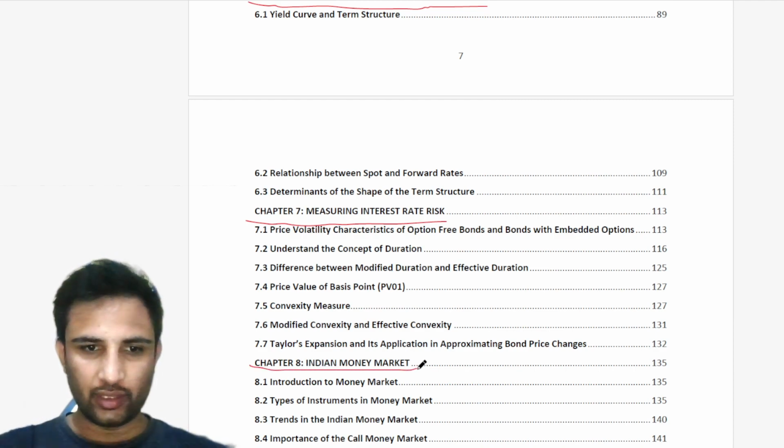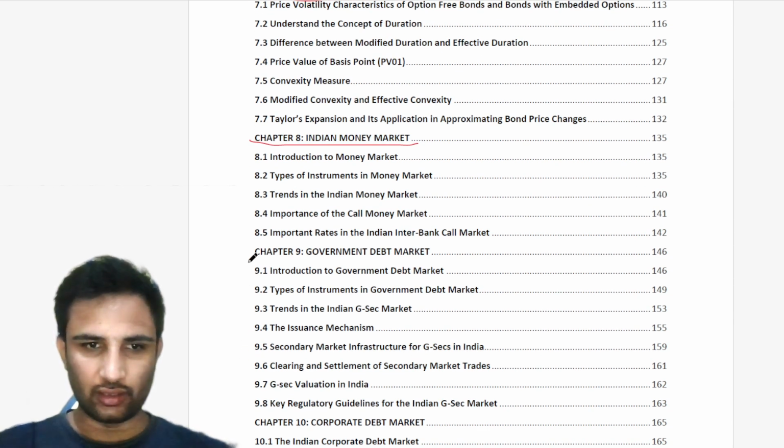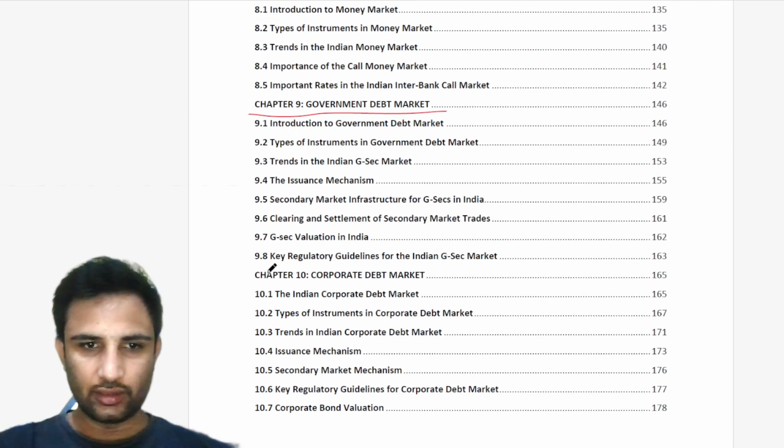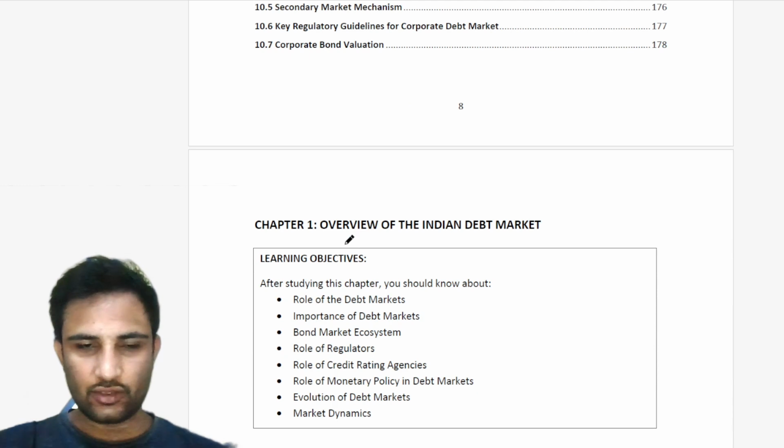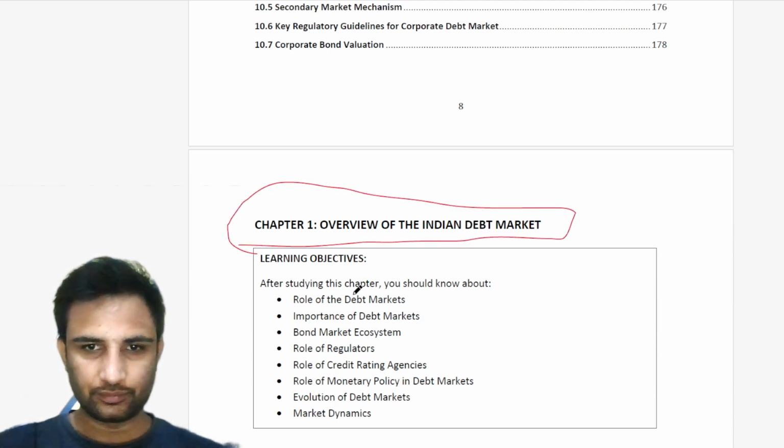Chapter 8 is Indian money market. Chapter 9 is government debt market. Chapter 10 is corporate debt market. So let's start with chapter number 1, that is overview of the Indian debt market.